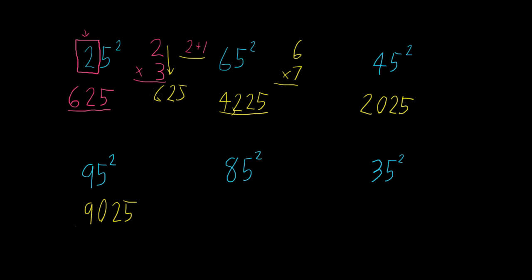The pattern is always the same for all of these. So 8, you increase it by 1. 8 times 9 is 72, which gives you that, and then a 25. So 85 squared is 7,225. And for the last one here, we have 35 squared. You take the 3, increase it by 1. So you have 3 times 4, which is 12. And you stick your 25 at the end. That is all there is to it.